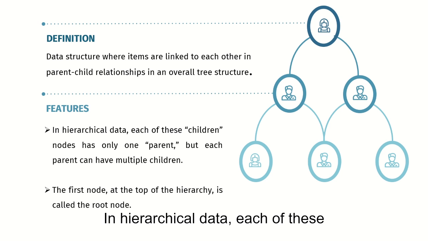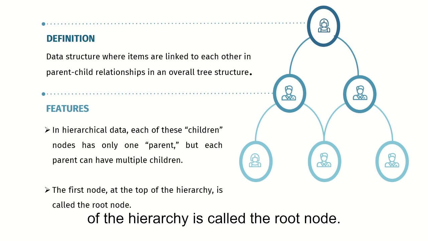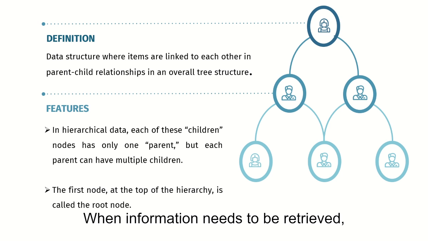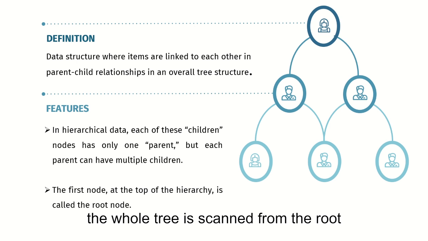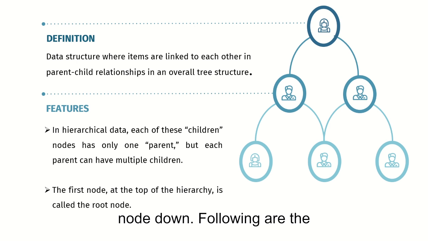In hierarchical data, each of these child nodes has only one parent, but each parent can have multiple children. The first node at the top of the hierarchy is called the root node. When information needs to be retrieved, the whole tree is scanned from the root node down.